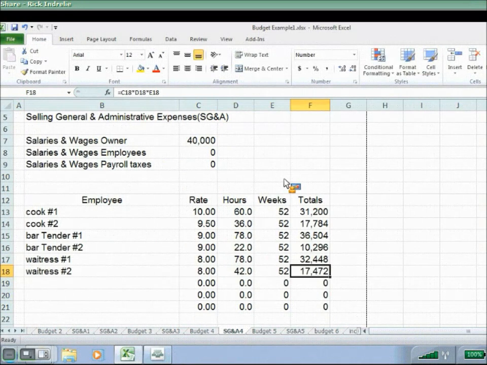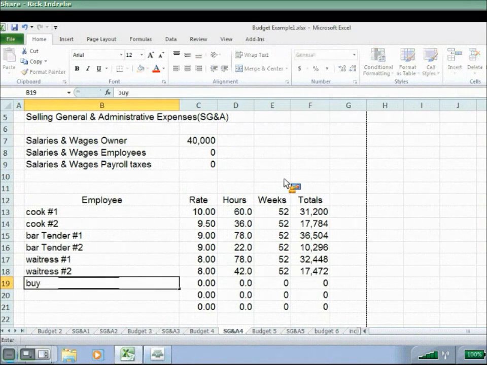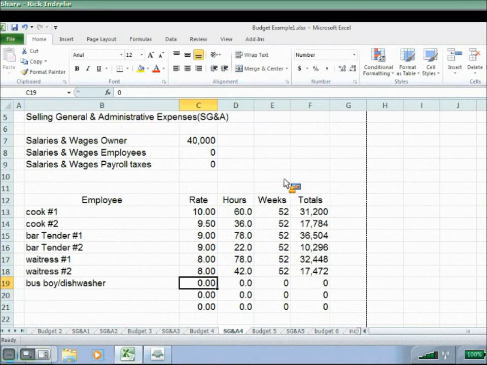And we think we need one more position. We need some type of busboy or dishwasher. The rate of pay is going to be, I think, about $7.50 an hour. There we go, I spelled busboy right. Rate of pay is $7.50 an hour. Number of hours, about 30 hours a week, 52 weeks a year, for $11,700 in wage and salary expenses for the busboy position.